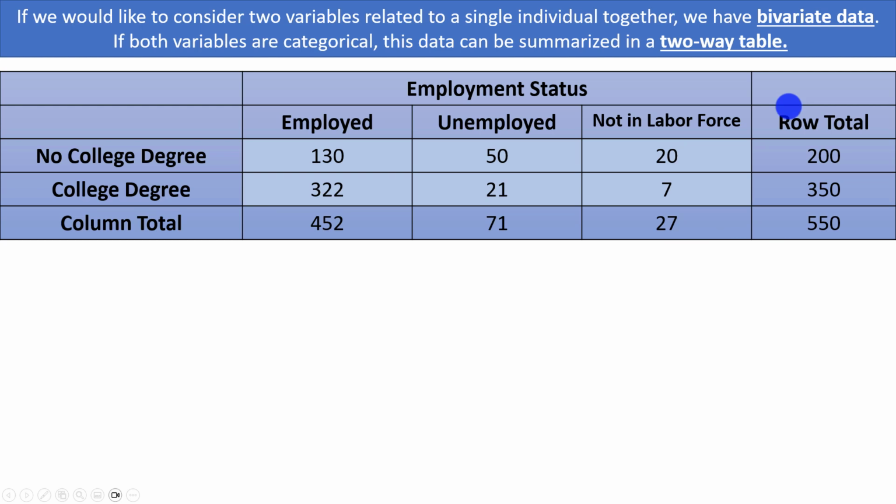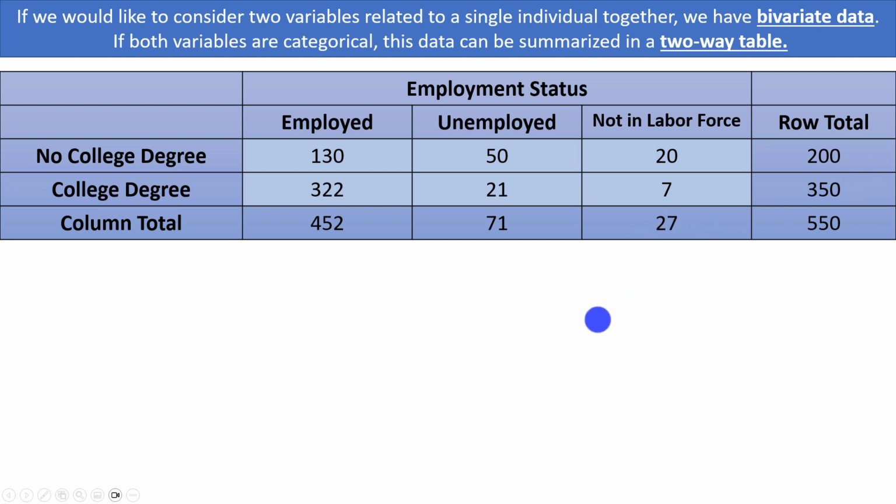And you can also always find the totals by adding up. So you can notice here 130 plus 50 plus 20 does equal 200, or 20 plus 7 is 27. So everything does all add up. Also along the column totals, if we added these three numbers up, we would get the 550, as well as if we added these two numbers together.